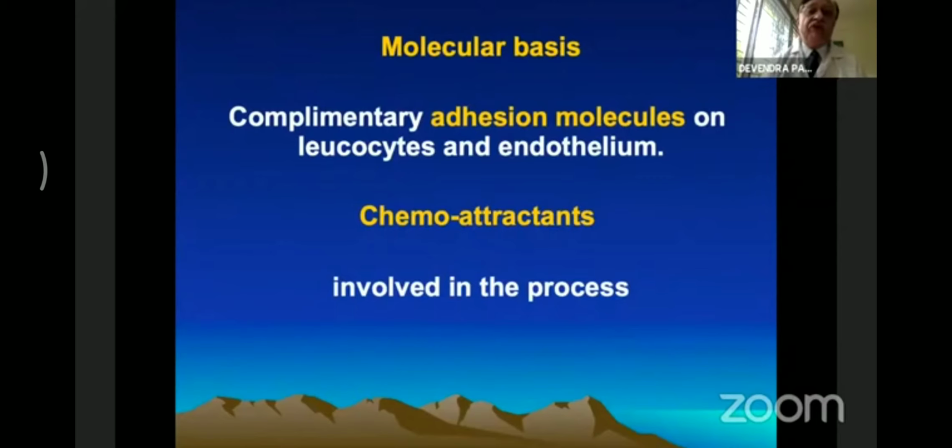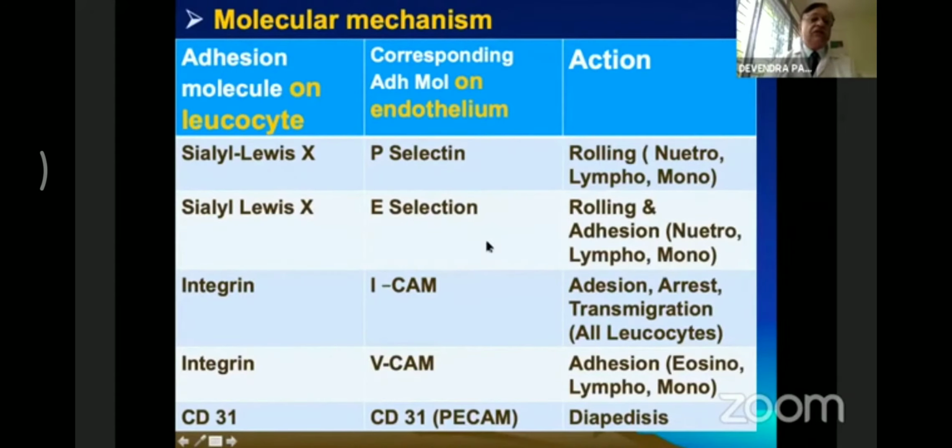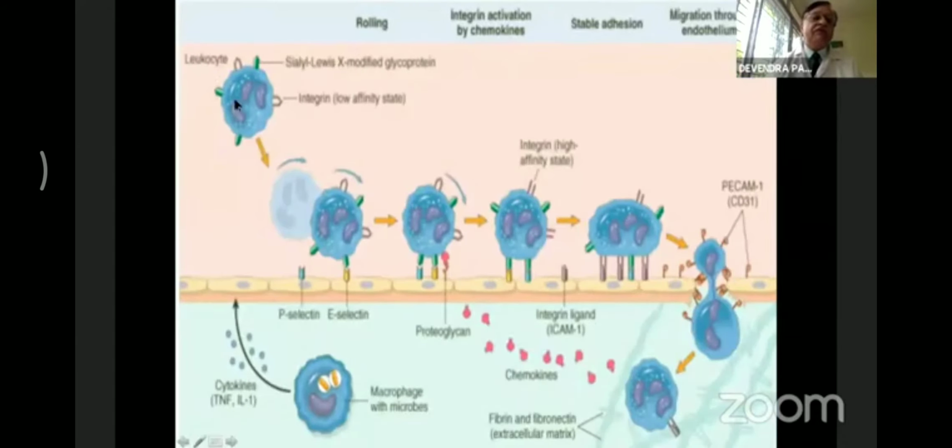What is the molecular basis? Why should all this happen? Because of the adhesion molecules and because of chemoattractants. The adhesion molecules which are present on the leukocyte are sialyl Lewis X, integrin, and CD31. Here what we see, this is a leukocyte, sialyl Lewis X is present, integrin is present. What we will see out here will also be the CD31 molecule.